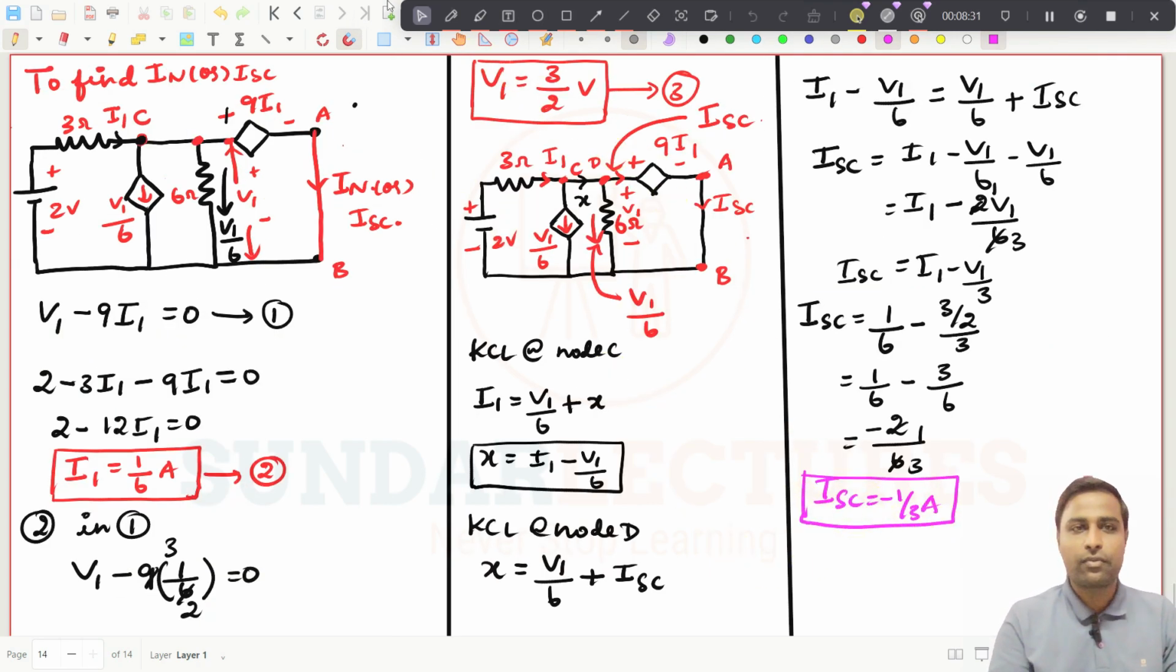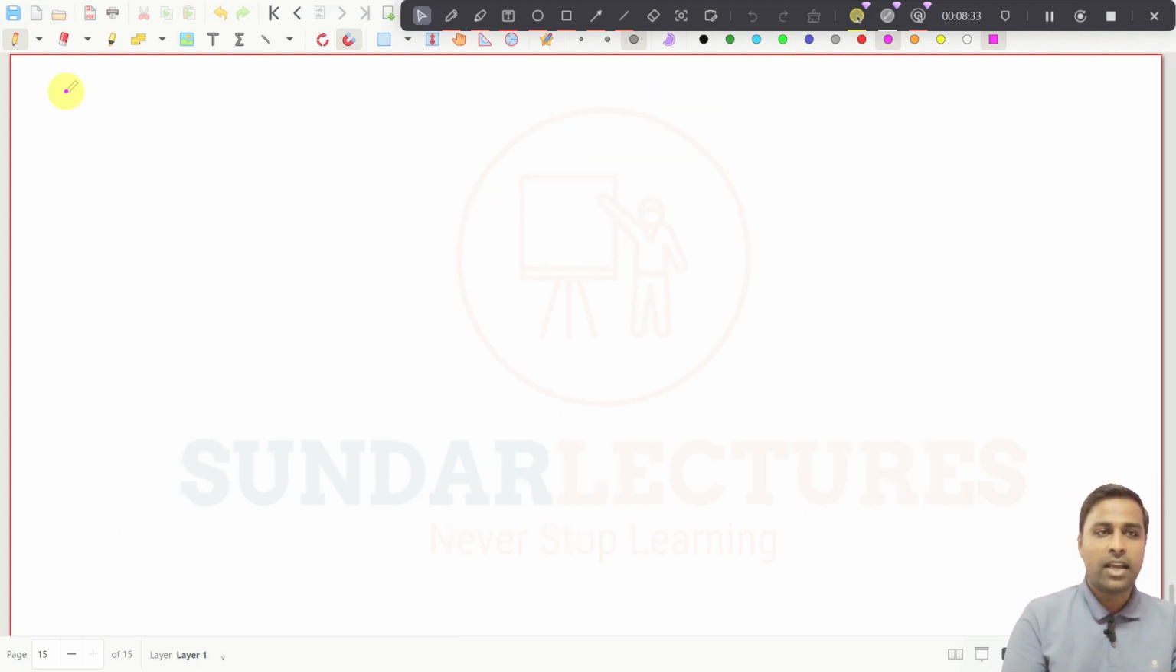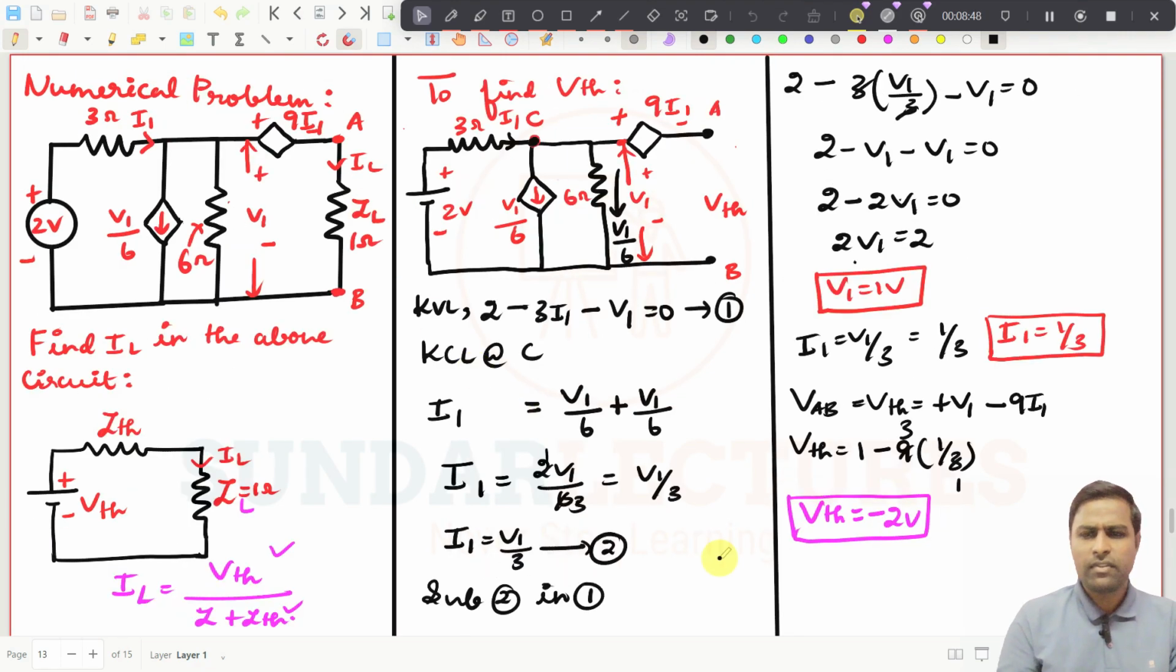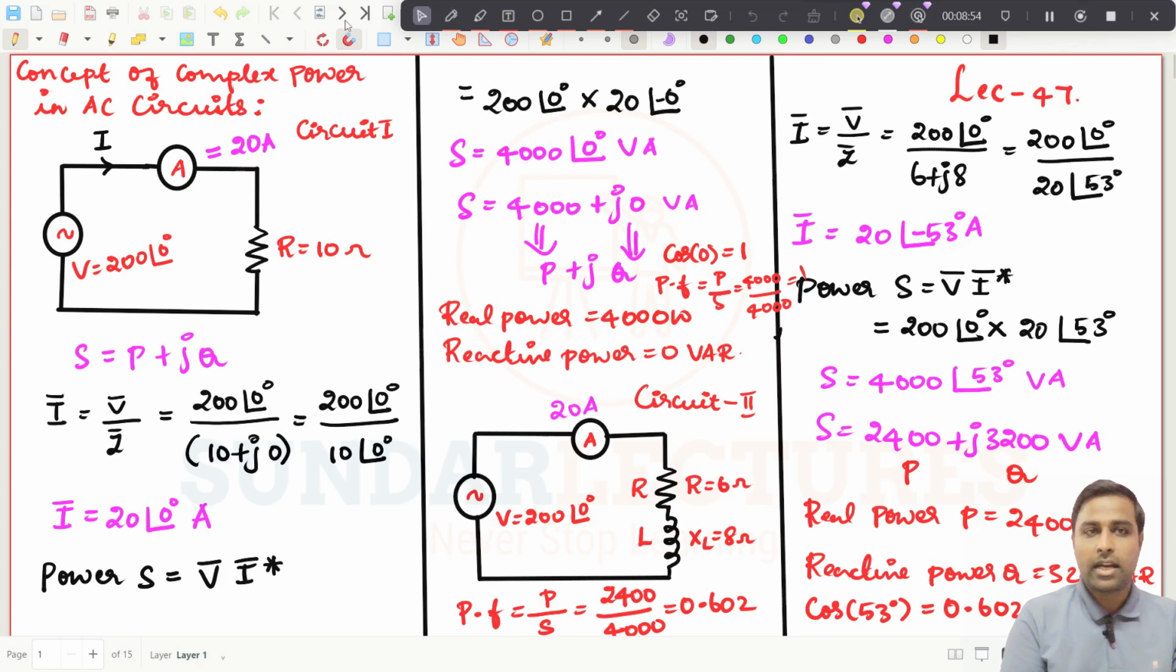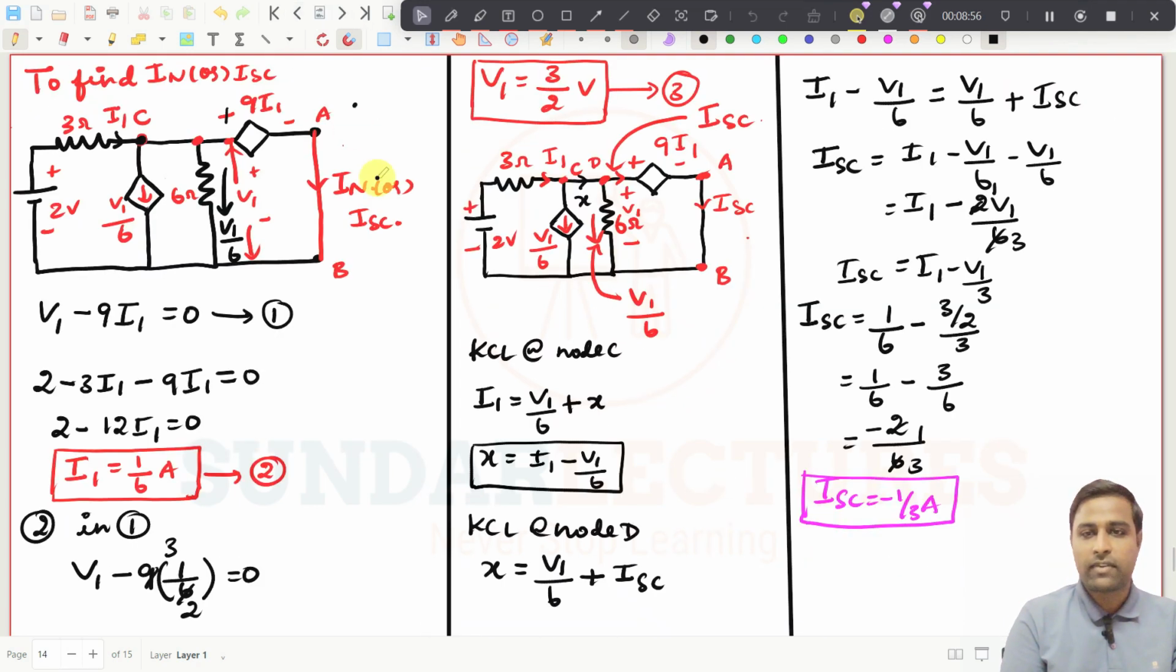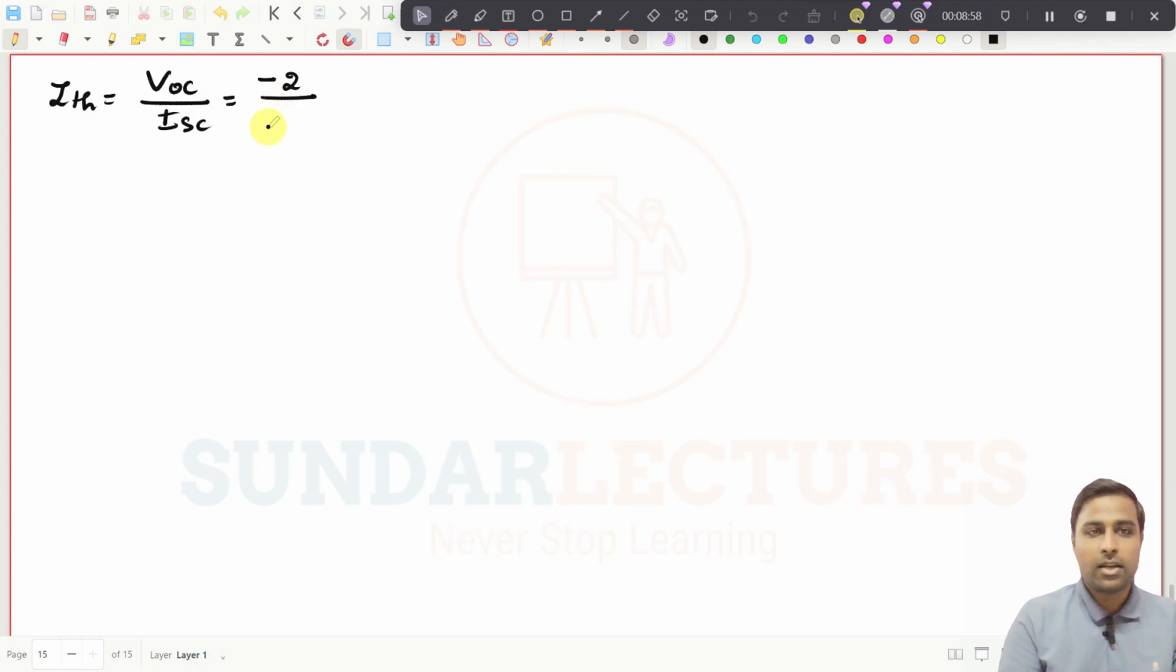Now we try to find the value of ZTH. ZTH will be equal to VOC by ISC. What is VOC we have found? VOC or VTH, both are the same, minus 2, right? So this is minus 2 divided by, and what is the value of ISC? Minus 1 by 3, right? So this will be minus 1 by 3.